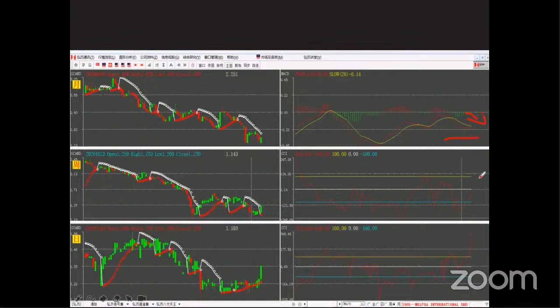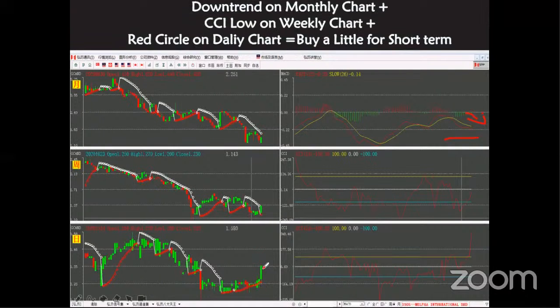As long as it is still below the yellow line, we still have some opportunity based on the weekly chart, based on the medium-term trend. Then if on the daily chart the first red circle buy point appears, maybe we can buy some or buy a little bit for short-term trading. Yeah, you see over here.